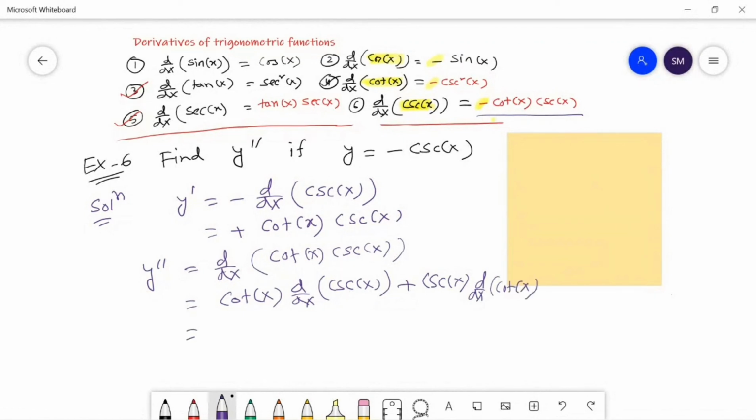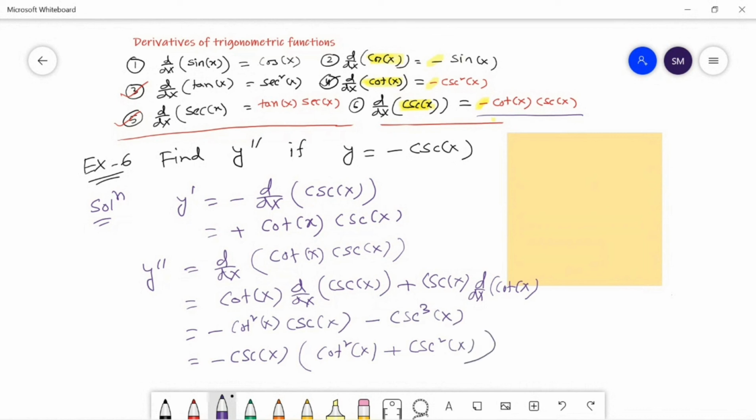Now the derivative of cosecant x is minus cotan x cosecant x, which gives us minus cotan square x cosecant x, and the derivative of cotan x is minus cosecant square, so together it is minus cosecant to the power 3 x. On further simplification, we have the answer as minus cosecant x multiplied with cotan square x plus cosecant square x.